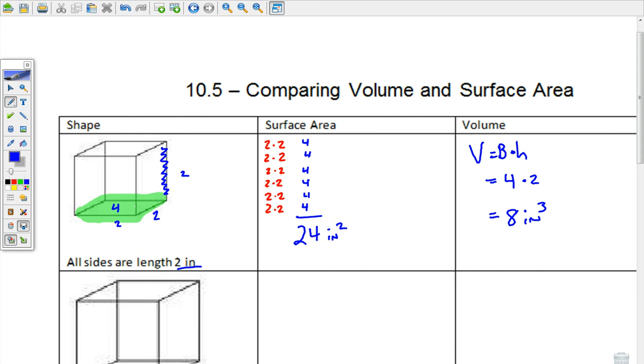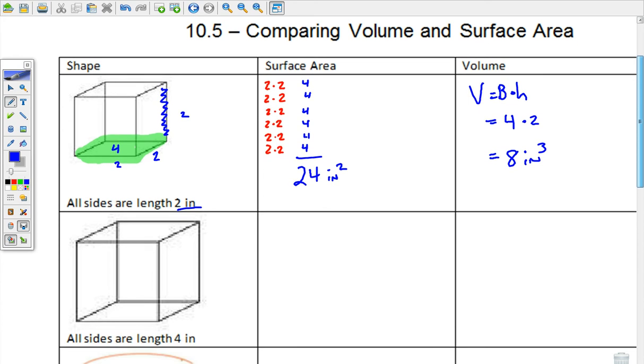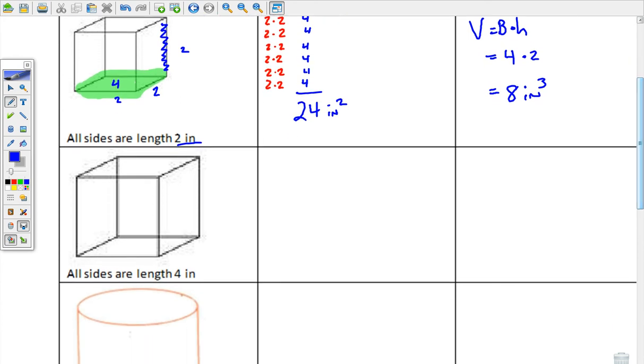So now we're going to take that shape and actually double it. Now all the lengths are going to be 4. This is that big stack of cubes that you saw before. So just like surface area, we have 6 identical faces. Each face is just 4 times 4. So we'll do 6 4 times 4s. Go ahead and do that on your own there. See if you can figure out quickly what's the surface area of all the different faces here.